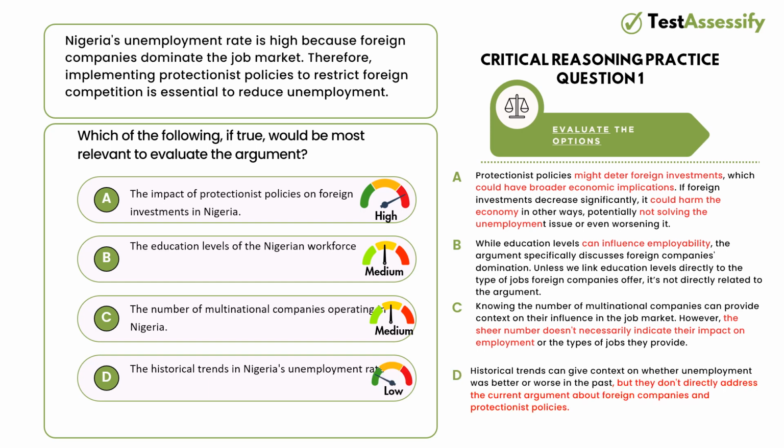Let's look at the last option, which is about the historical trends in Nigeria's unemployment rate. I would agree that historical trends can give context on whether unemployment was better or maybe worse in the past, but it doesn't directly address the argument, which is about foreign companies and protectionist policies. I would say that the relevance is low. That's because while historical context is useful, it does not directly evaluate the efficacy of this solution. So we'll rate this as not relevant and low.